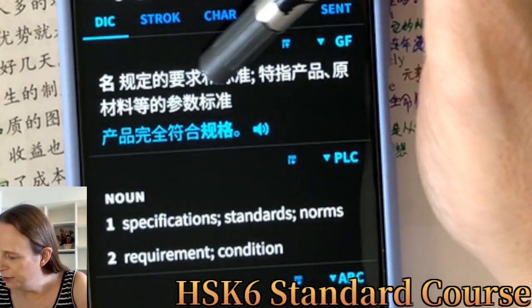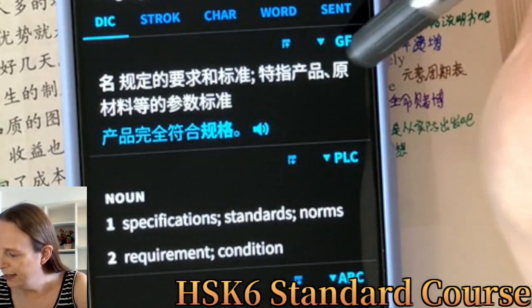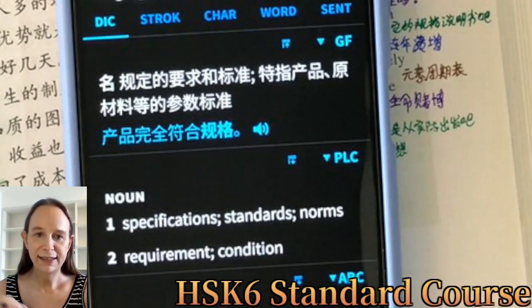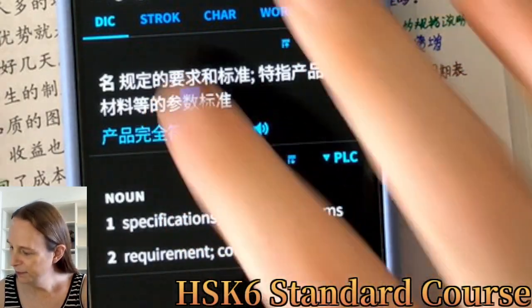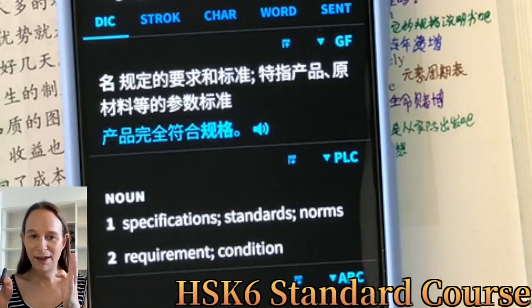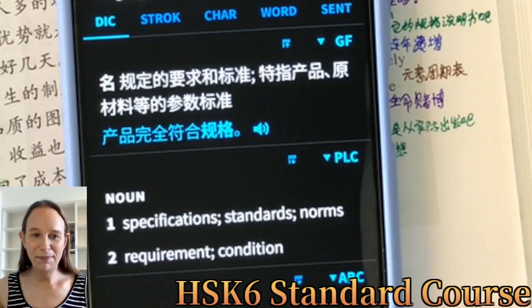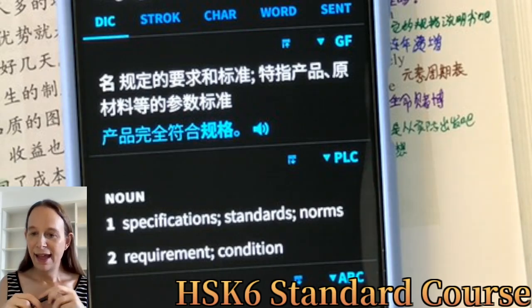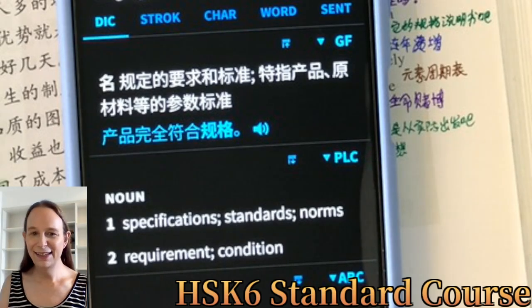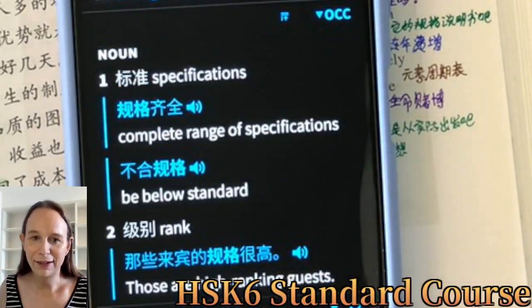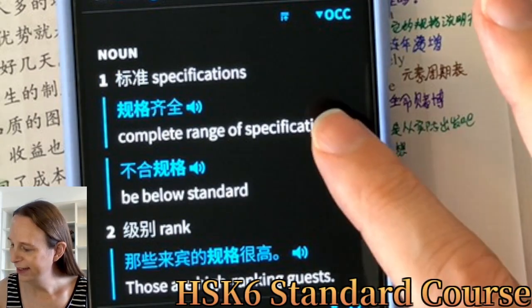规定的要求和标准, 特指产品原材料等的参数标准. 参数 is a parameter. So you add in these parameters like this. The length must be 1 meter plus or minus 1 centimeter, something like this. Yeah, you can't just make it too small or too big. 规格齐全, complete.